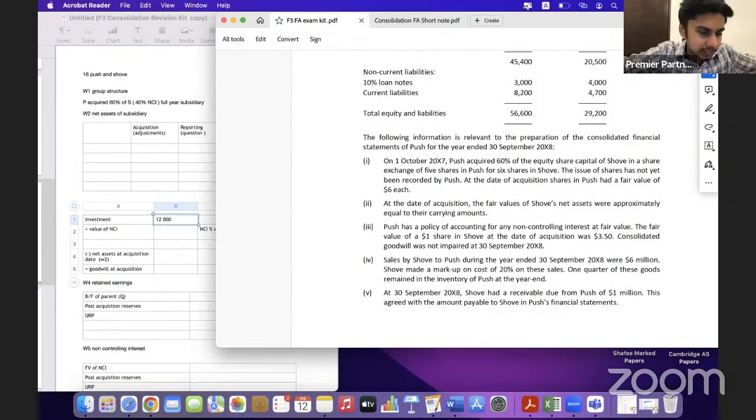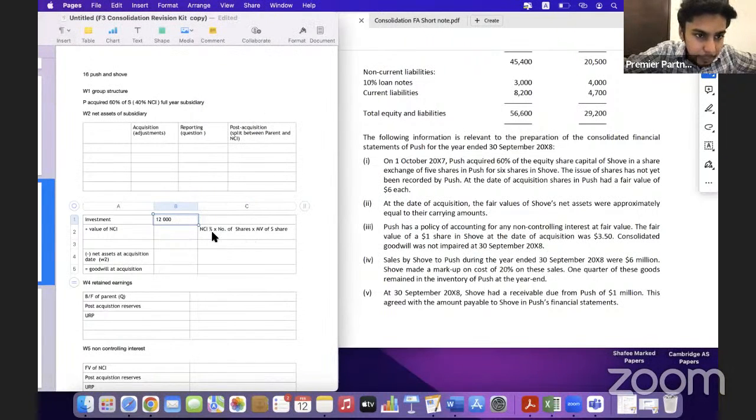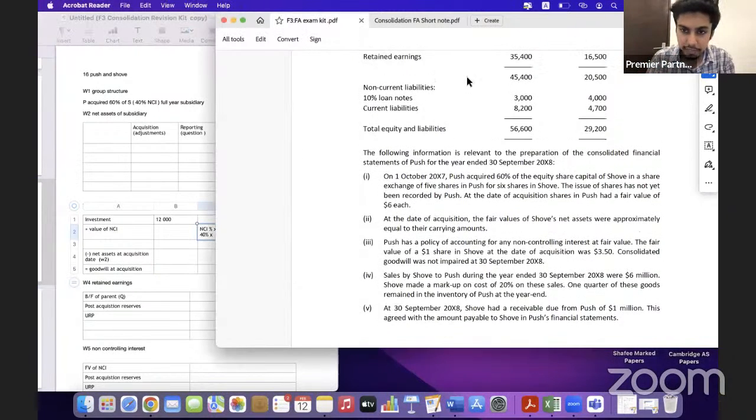Now, guys, there is a difference. In the earlier question, they gave you the value of NCI. In this question, they are not giving it. So when they don't give you the value of NCI, what should you do? You have to calculate it like this. Look at this one. NCI percentage. In our question, how much is the NCI percentage? 40%. So I take 40%, multiply by the number of shares in S. In the S company, how many shares were there? Here, can you see?